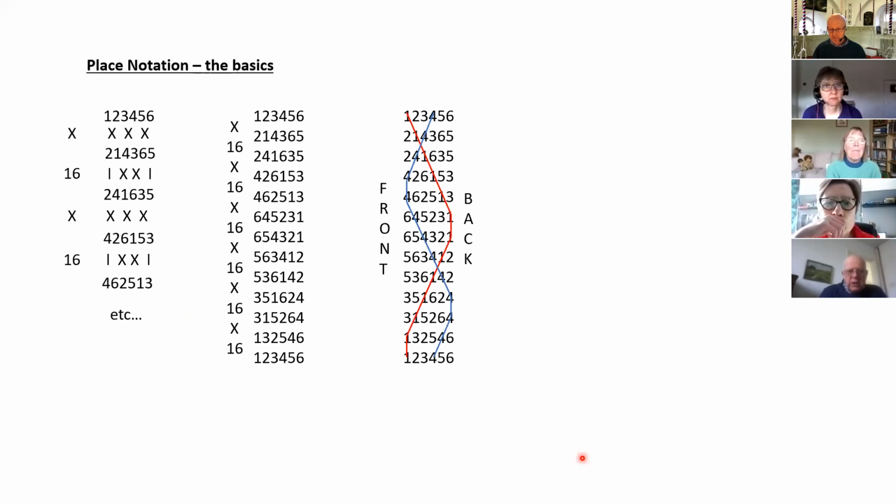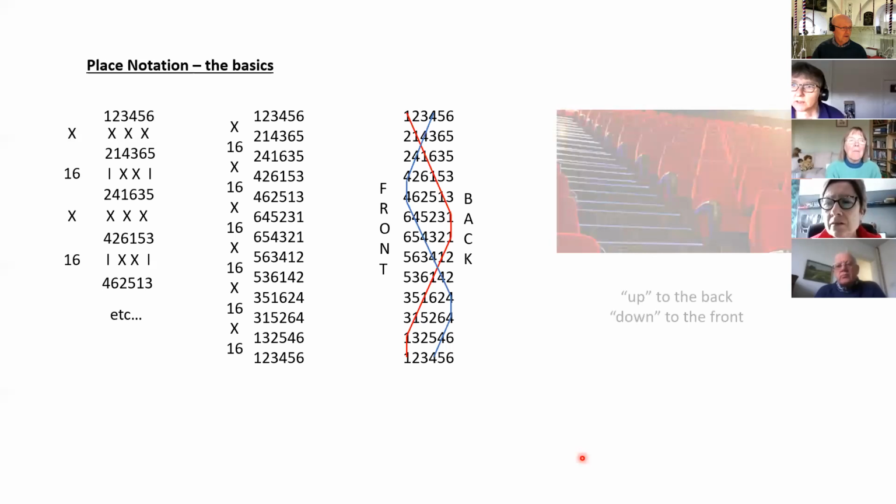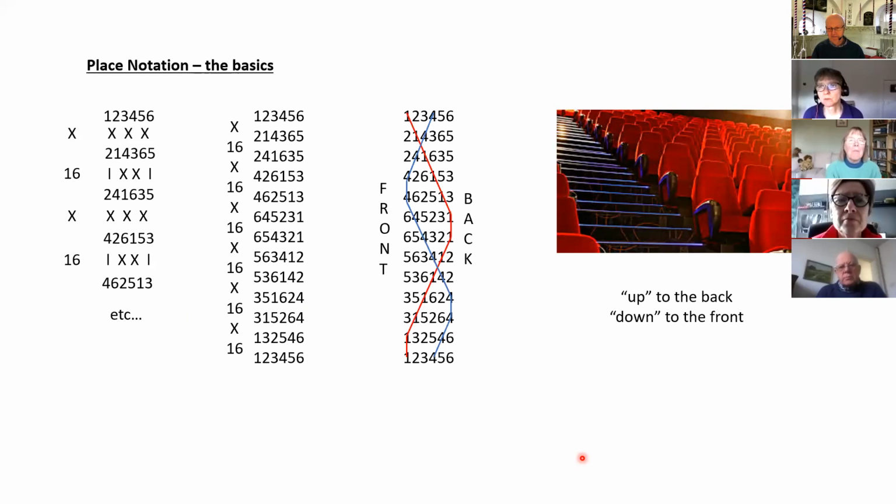Alan? Yes. If you'd got a little bit lost and I was instructing you to go to the back, what would I be more likely to say? Go to the back. Anyone else? Not quite sure. Go out. Are you going up? Bingo. It's like cinema seating. You go up to the back and you go down to the front.